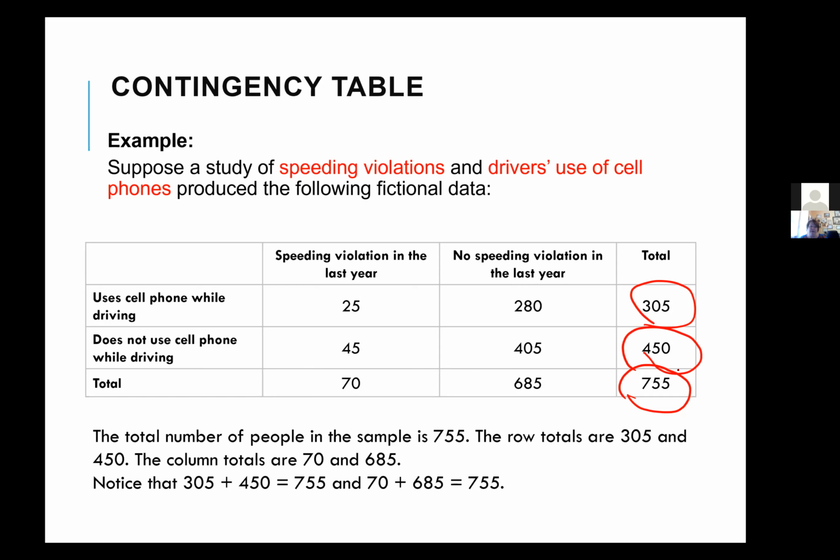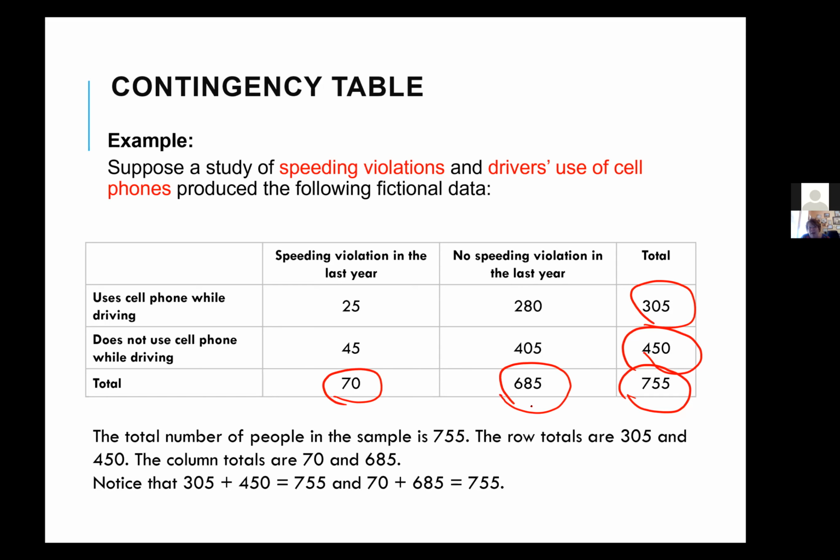So out of the 755 people, 305 of them use a cell phone at some point while they're driving. Of the 755, 450 said they don't use a cell phone while they're driving. All right. So that's the rows. What are the columns? Well, the columns are whether or not they received a speeding violation. So the first column is the number of people who received speeding violations. So 70 out of the 755 people actually got a speeding ticket during the year. 685 didn't.